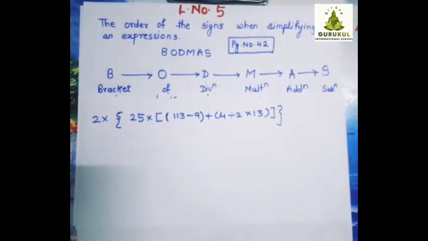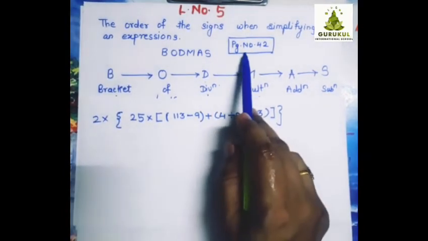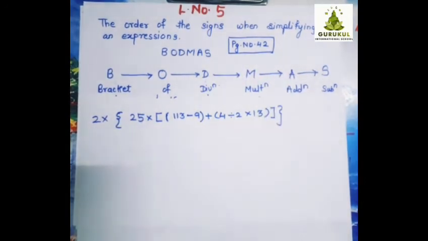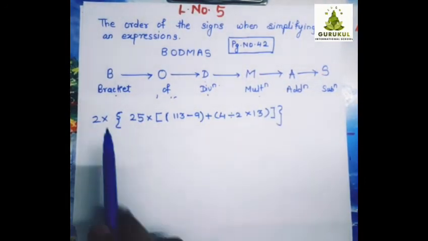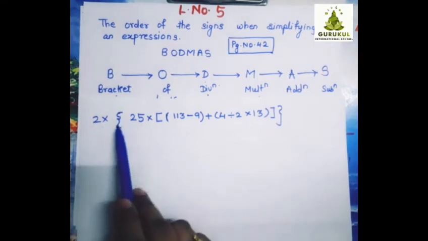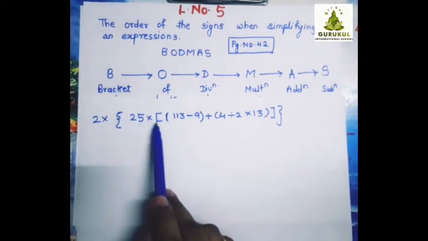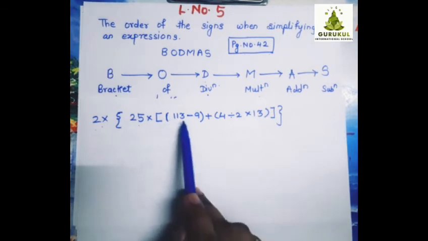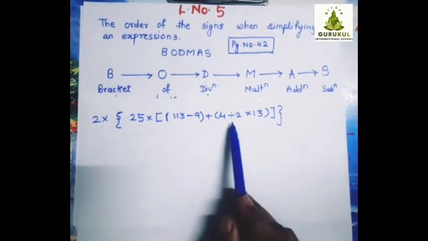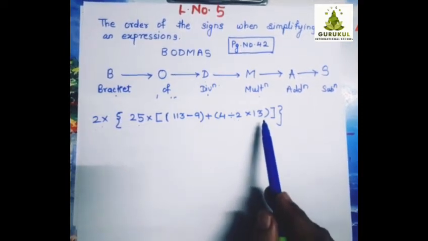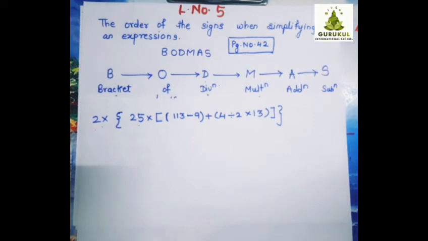Now, in given sum, this same sum is given on page number 42, solved one, in your textbook it is given. You can see 2 into curly bracket, 25 into the bracket, square bracket is there, then inside curve bracket is there, 113 minus 9 plus 4 divided by 2 into 13. Correct. Now, if you see this sum, you might get confused, because first time you have seen such expressions which include so many operations.